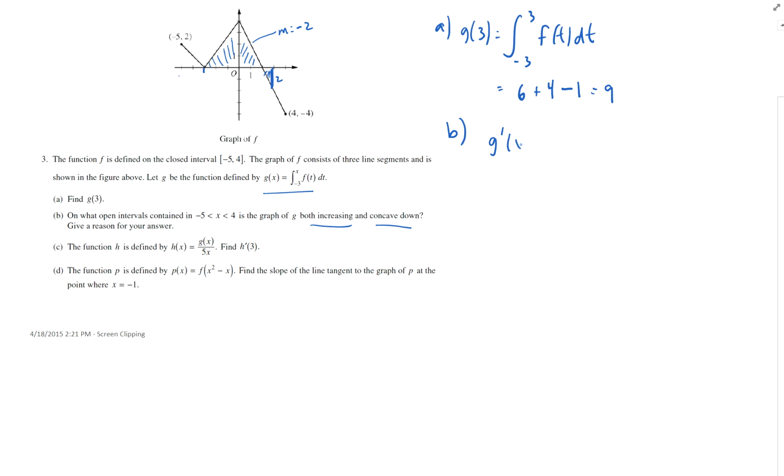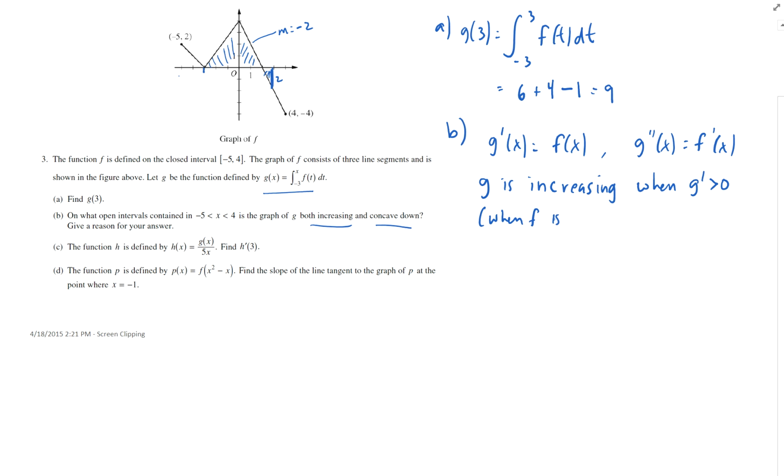G prime of x is f of x, and G double prime of x is f prime of x. So G is increasing. I'll write this out, and this is how I do this problem. G is increasing when G prime is positive. So that's when f is positive. In this case, when f is positive.